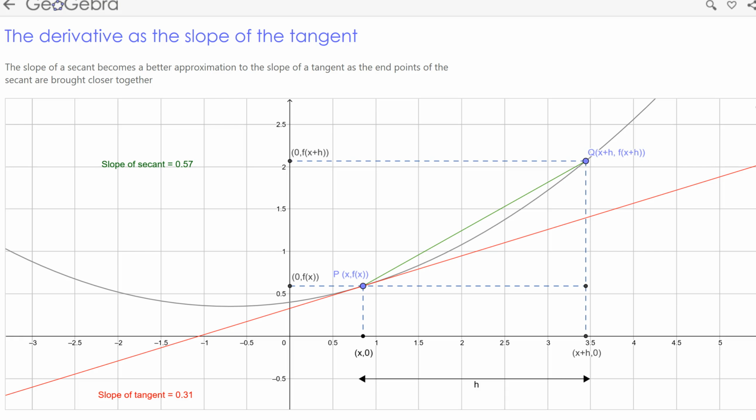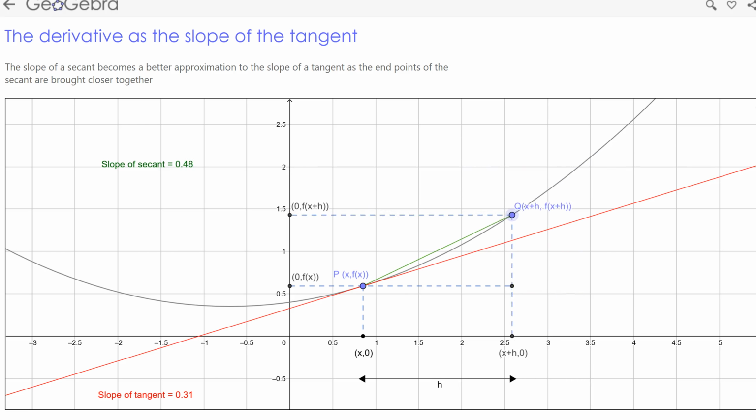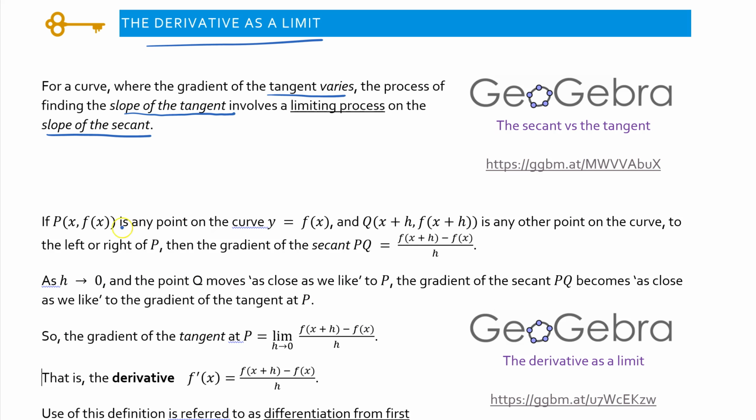And as we saw, the slope of that secant has to become closer and closer to the slope of the tangent as the 2 points get closer together. So we want a way of describing the bringing together of these 2 points so that eventually they touch each other, they're one on top of each other, and the slope of the tangent is equal to the slope of the secant. So that's what we're going to develop the maths around. So here is that picture in words.